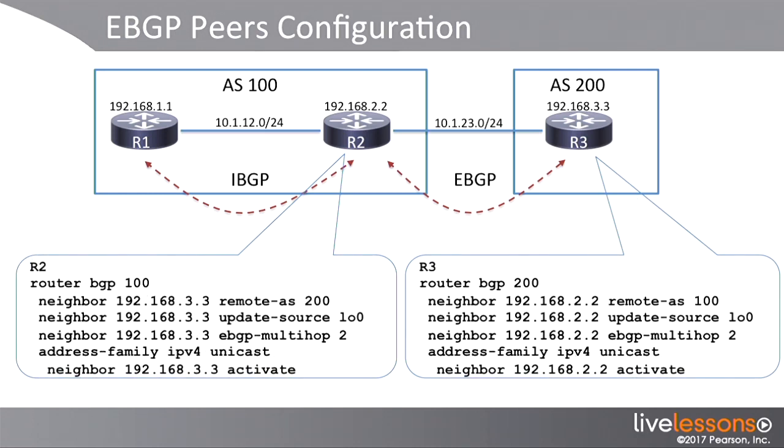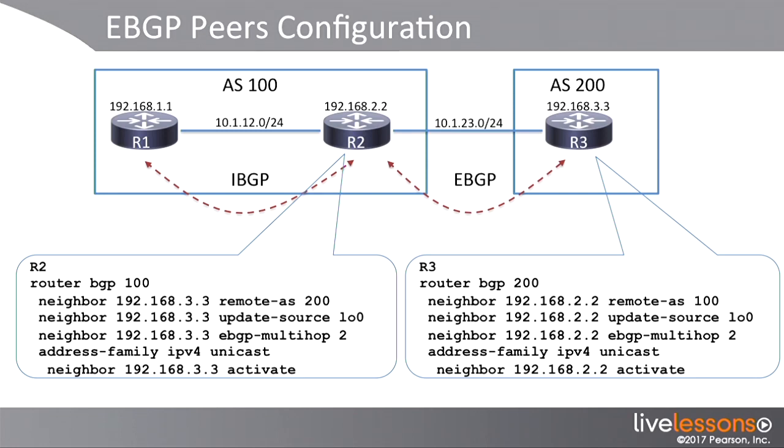If you are peering over the loopback interfaces, that's where the fun comes in. You need to configure the source interface. So update-source loopback 0 means you're using your loopback 0 IP for establishing a BGP connection with the remote device. And similarly on the remote device, it says neighbor 192.168.2.2 update-source loopback 0. That means it is trying to use its loopback 0 interface to establish a connection with 192.168.2.2.